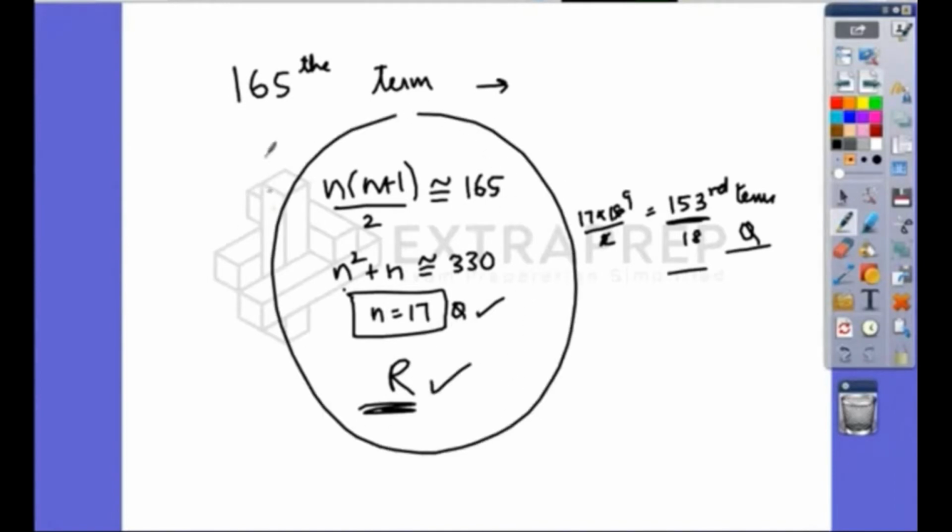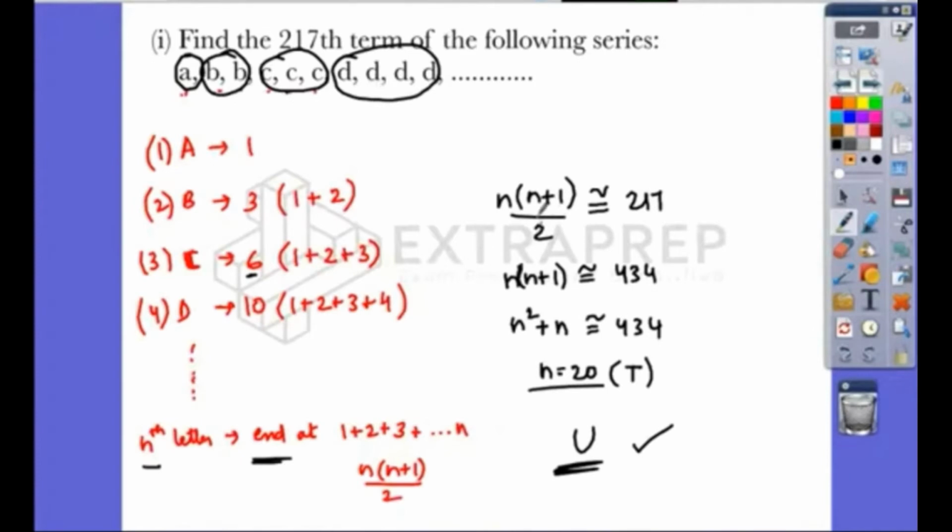So only 2 steps to find the answer. Similarly, that's what we are doing here. n into n plus 1 by 2 almost equal to 217. We are finding the largest value of n satisfying the condition, and we have got it as 20, which indicates that up to 20 letters are done. So the 21st letter U is the answer.